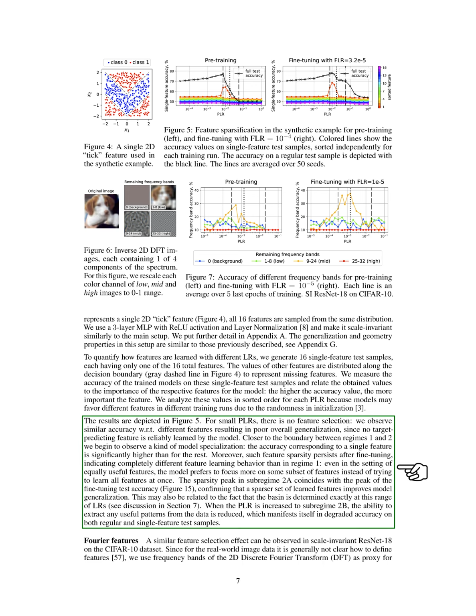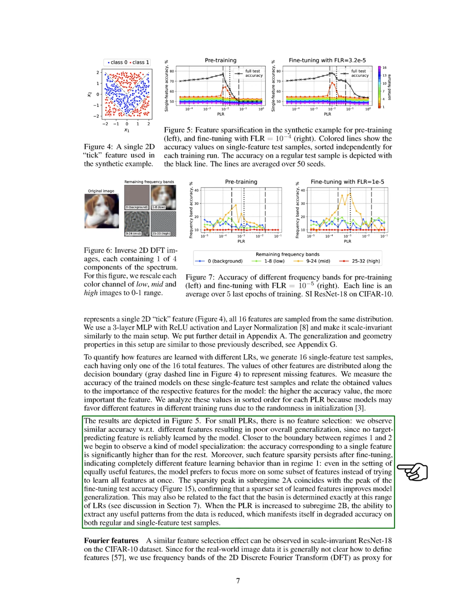Even when features are equally useful, the model tends to focus on a subset rather than trying to learn all features simultaneously. The peak in feature sparsity in the second subregime coincides with the highest fine-tuning test accuracy, suggesting that a sparser set of learned features enhances model generalization.